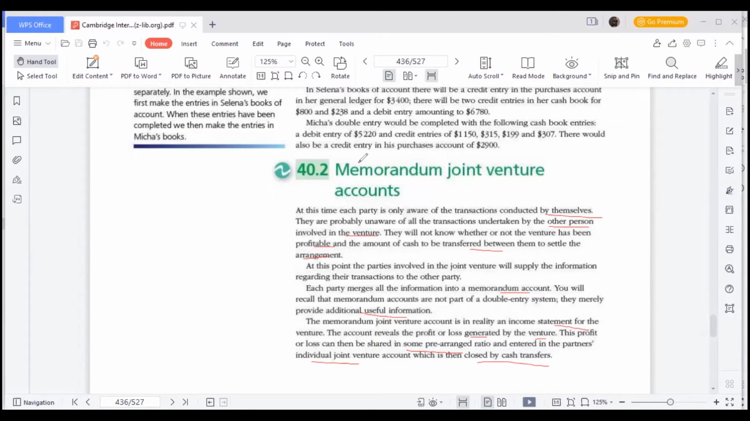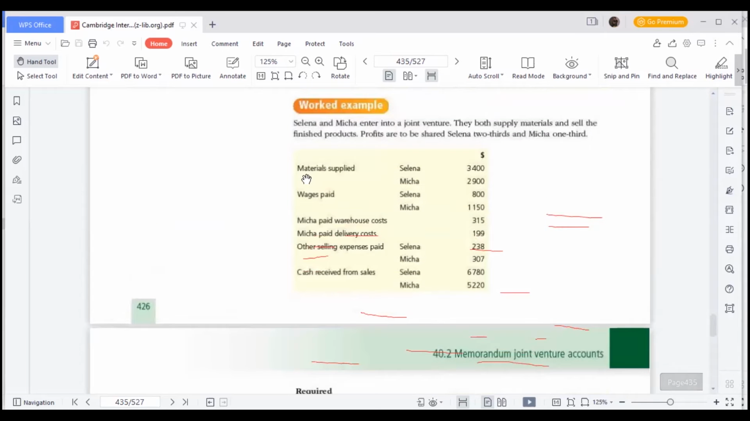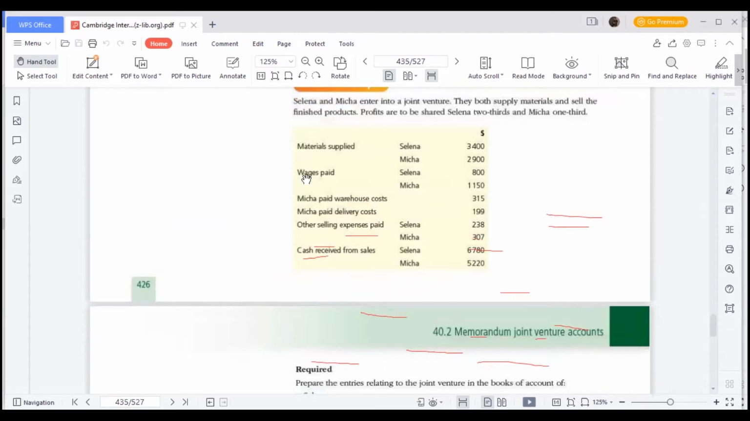Now we move on to the question again and let's start recording it one by one. Selena and Misha entered into a joint venture. They both supply materials and sell the finished goods. Profits are to be shared, Selena 2/3 and Misha 1/3. The material supplied is Selena 3,400 and Misha 2,900. So I'm going to take one by one and record these transactions.